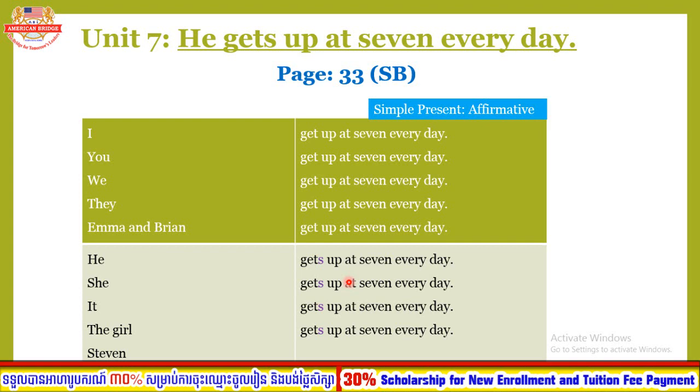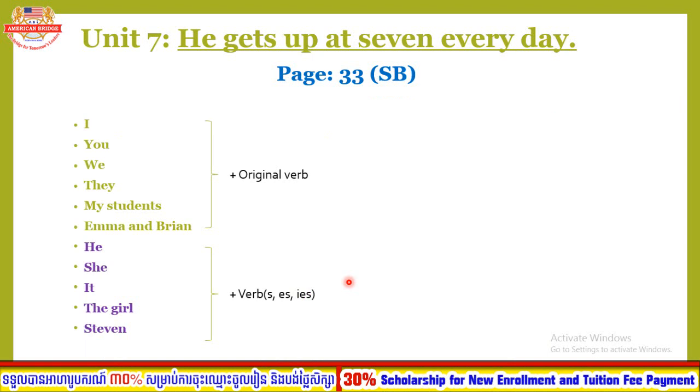Okay, that's good. So let's move on with me. Everyone, we are going to divide the subjects into two groups. The first group is, what is that? I, you, we, they, and also the plural nouns or plural subjects. As you see, students with s, and also the two names refer to plural subjects as well. So this is the subject in group 1, and you need to remember it. And this one, he, she, it, the girl without s, and Steven, refer to a name that has only one. This one is in another group, which we call group 2.